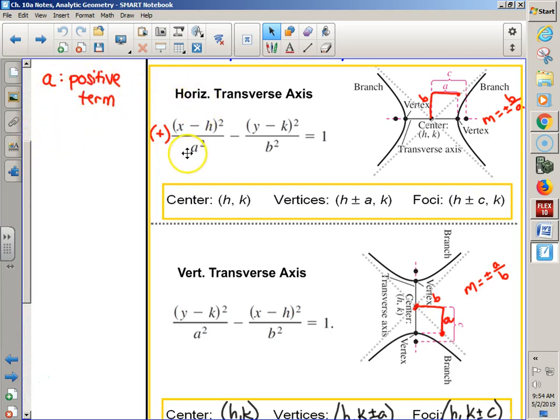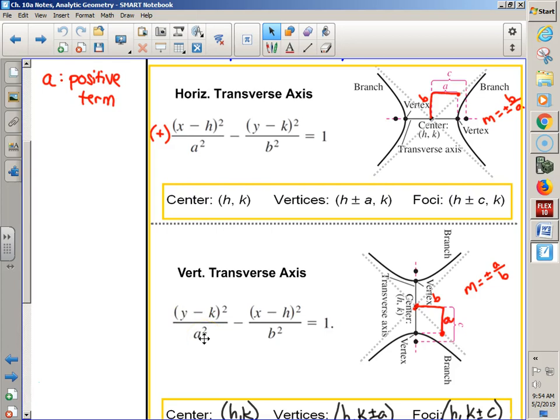But A is about who's more positive. Who is the positive one? Who comes first? So, sometimes X, and if it is an X, what am I doing? I'm moving everything horizontally, right? From the center to the vertices, from the center to the foci, and then the little branches even look like an X. What happens if Y comes first?